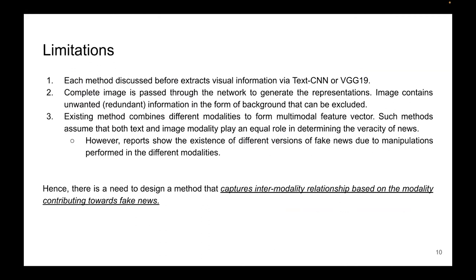Now, if you see all the related work which we have presented, each of these methods has a text component via text CNN or some other network, and for the images, they use the VGG19 pre-trained network. The second limitation we could think of was that the complete image was passed through the network to generate the representations, and we believe an image might contain redundant information in the form of background, which can be excluded. Existing methods also combine these different modalities to form a multimodal feature vector, which means they assume that both modalities play an equal role in determining the veracity of the news.